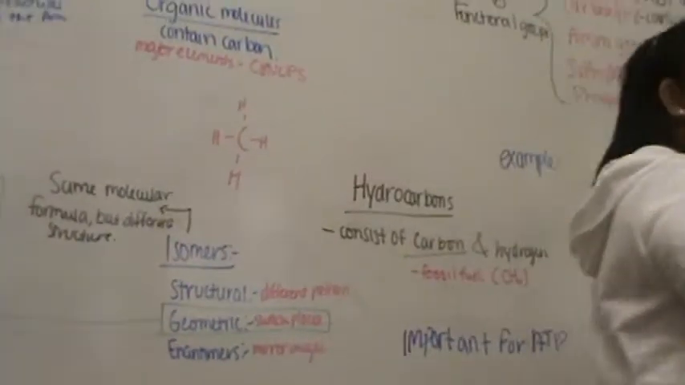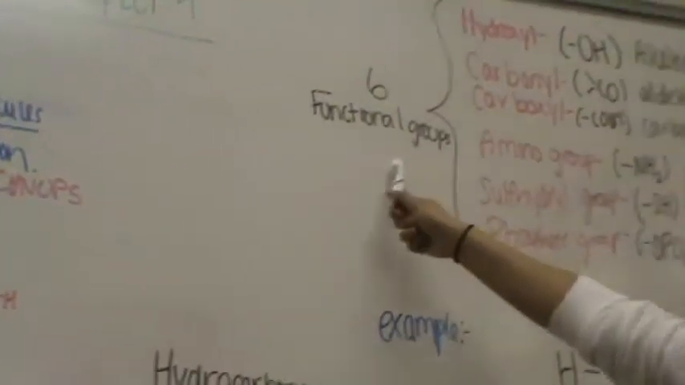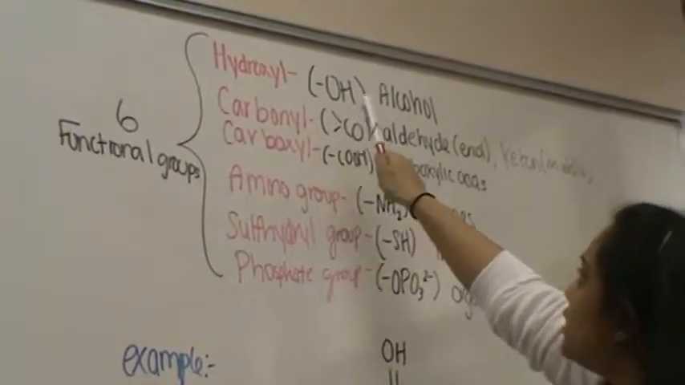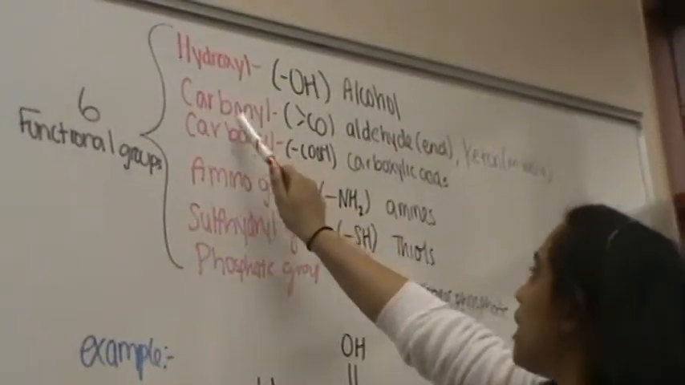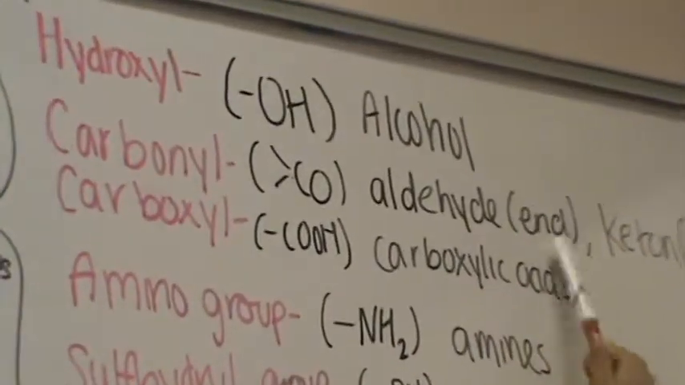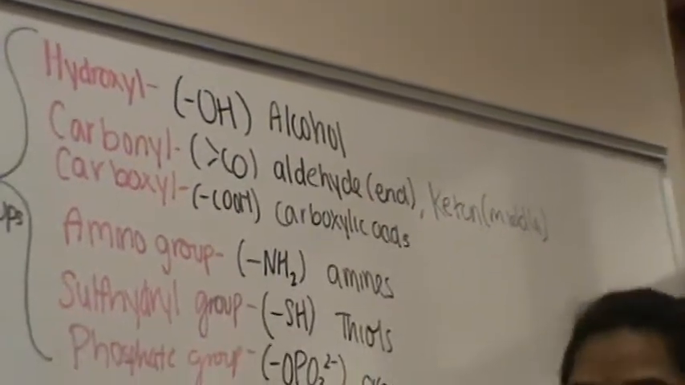Chapter 4 also talks about the 6 functional groups. So they are hydroxyl, which is an OH bond, and it's an alcohol. There's carbonyl, which is a double carbon-oxygen bond. And if it's at the end of a structure, then it's an aldehyde because it's hiding at the end.